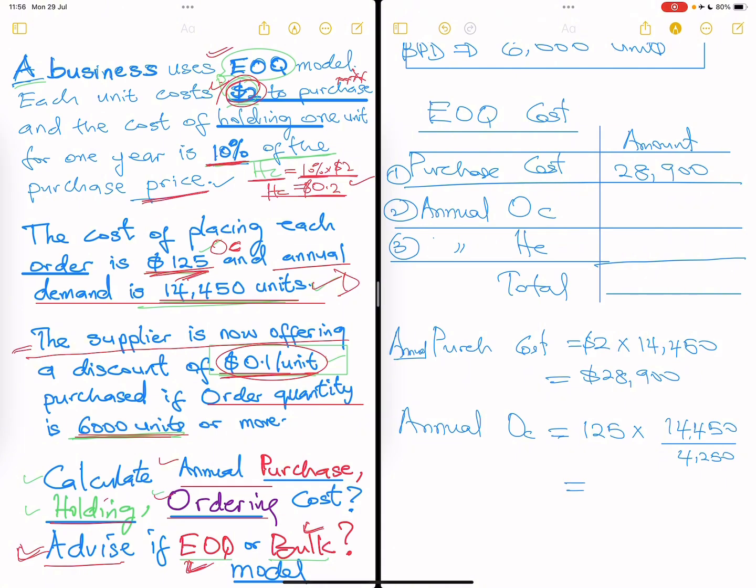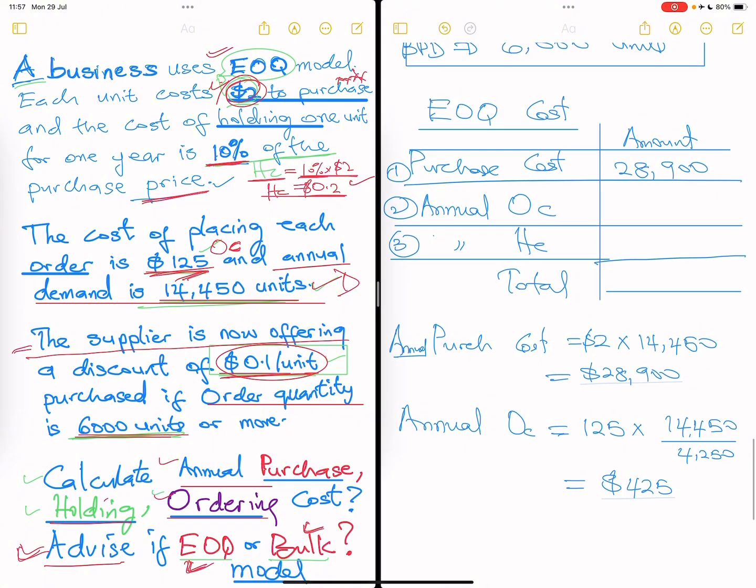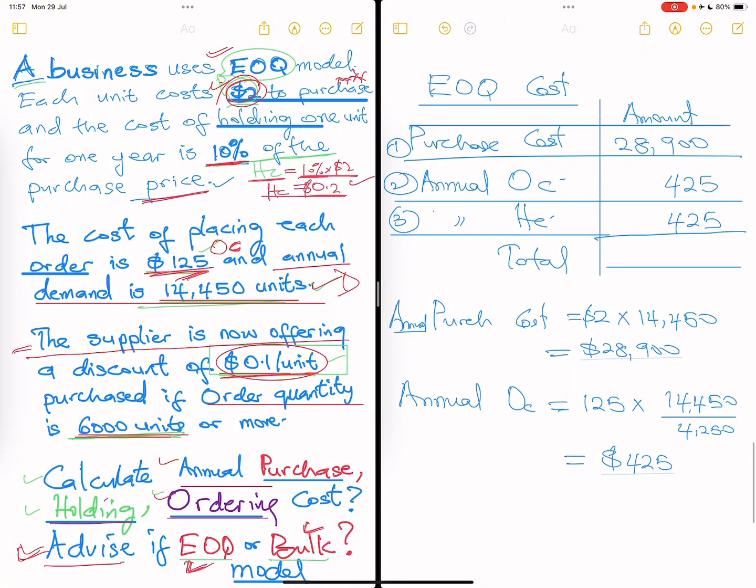And that gives us a total ordering cost of $425. I remember, like I said, under EOQ, your annual holding cost is always the same thing as annual ordering cost. So I can as well just put my 425 here as well, because I know that's so. But let's calculate it so that you can see it yourself. It's always the same. Right.